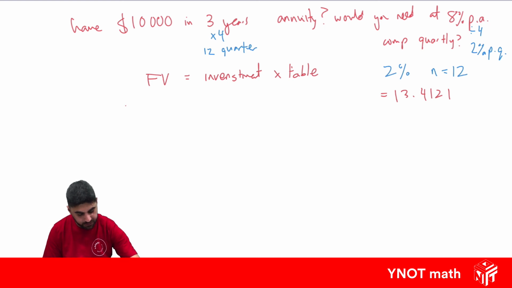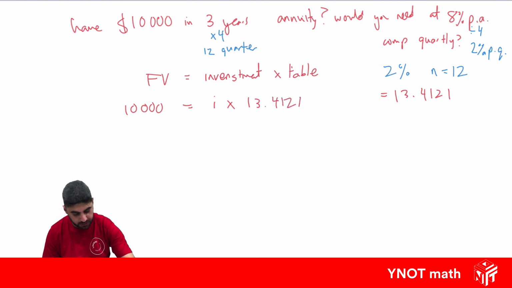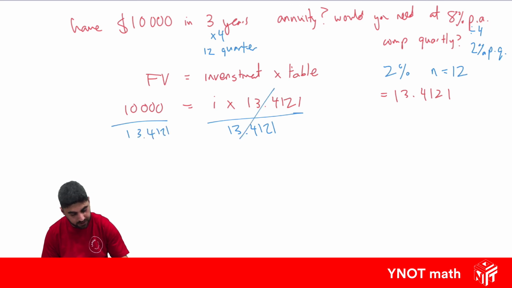So our future value, this time we actually know it's 10,000. Our investment is the thing we want to find. We'll just call it I, times the value in the table, 13.4121. So we can divide both sides by 13.4121. They're going to cancel out, and it's going to tell us what we need for our investment. So our investment is going to be $745.60 per quarter.